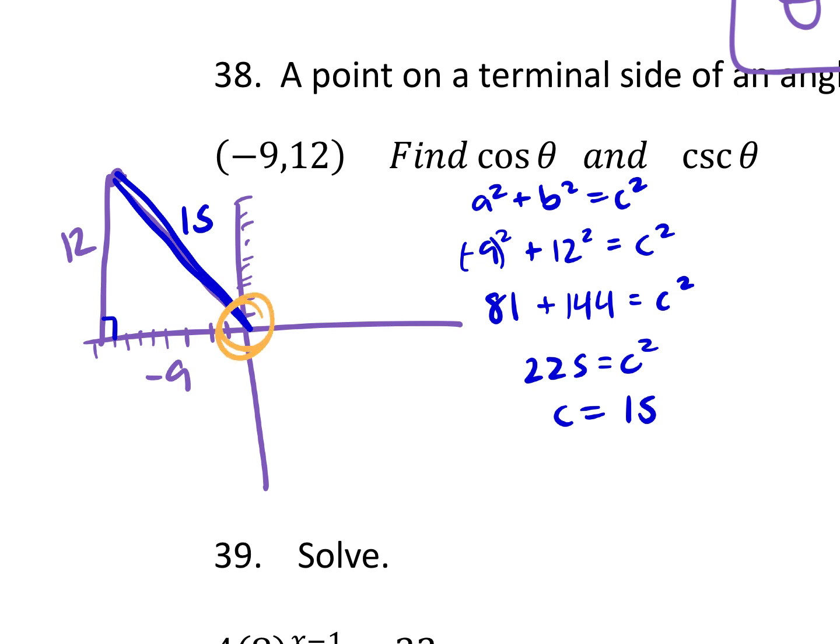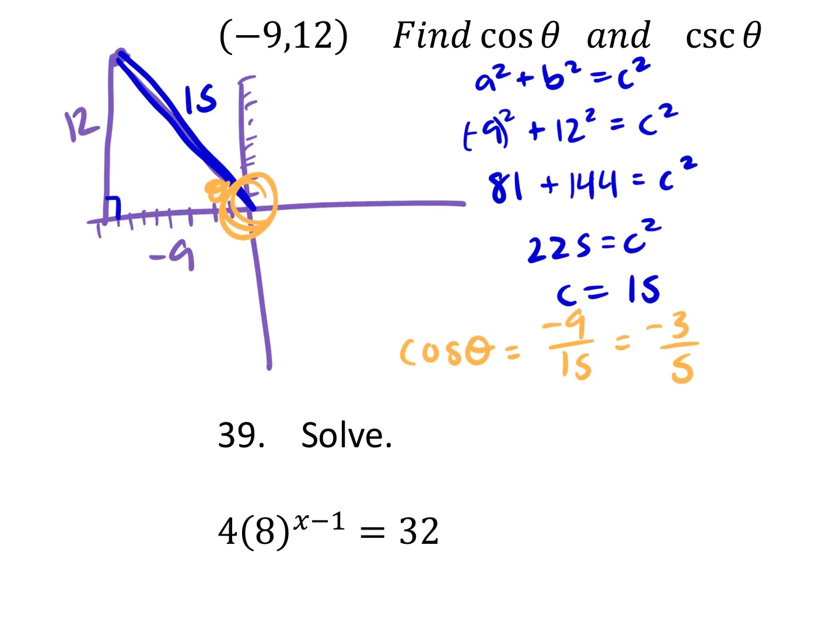So your theta always comes from the center here, so my theta is here. Cosine would be what over what? It would be x over r, or adjacent over hypotenuse. Same thing, just thinking about it 2 different ways. So it'd be a negative 9 over 15, which simplifies to what? Negative 3 over 5, thank you. And cosecant is what over what? Hypotenuse over opposite. So 15 over 12, which would be 5 over 4.